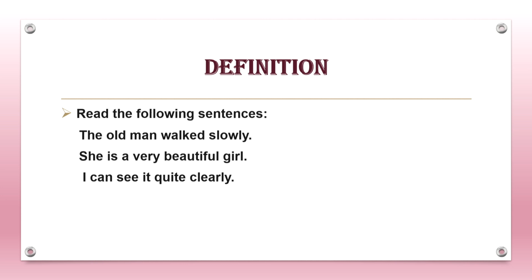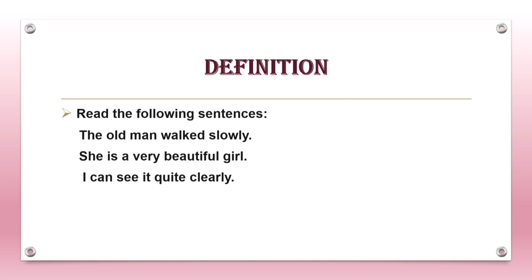So first sentence says, the old man walked slowly. So in sentence 1, slowly indicates how or in what manner the man walked. Thus the word slowly modifies the verb walked. Now let us look at second sentence. She is a very beautiful girl. Now in second sentence, very indicates how beautiful the girl is. Thus the word very modifies the adjective beautiful.